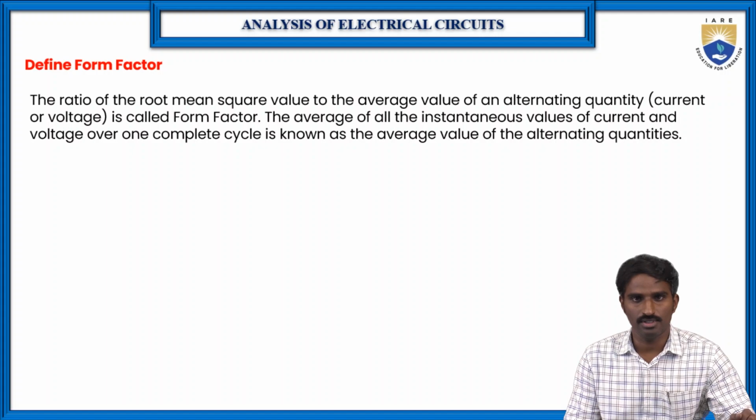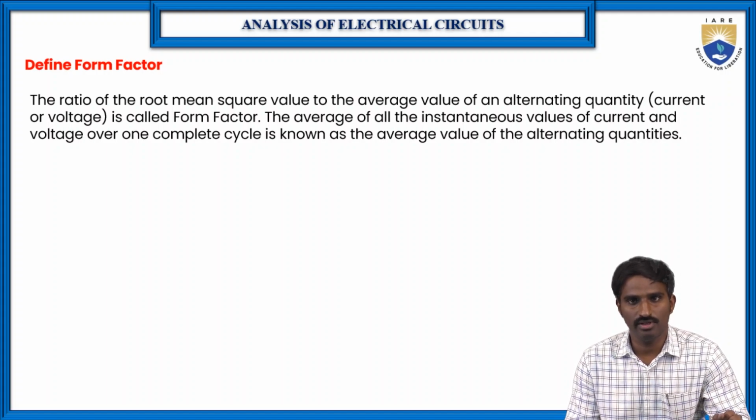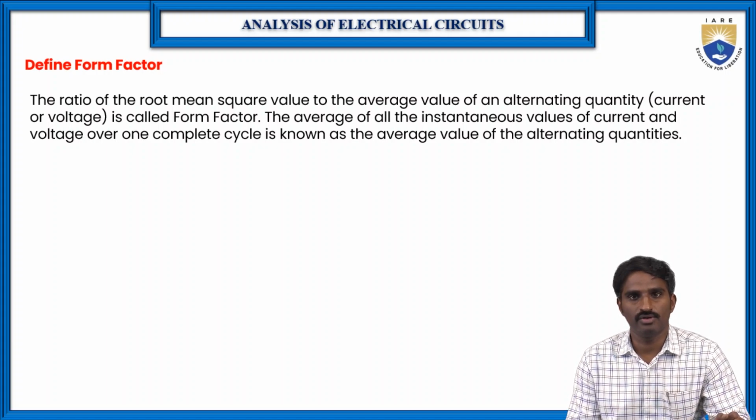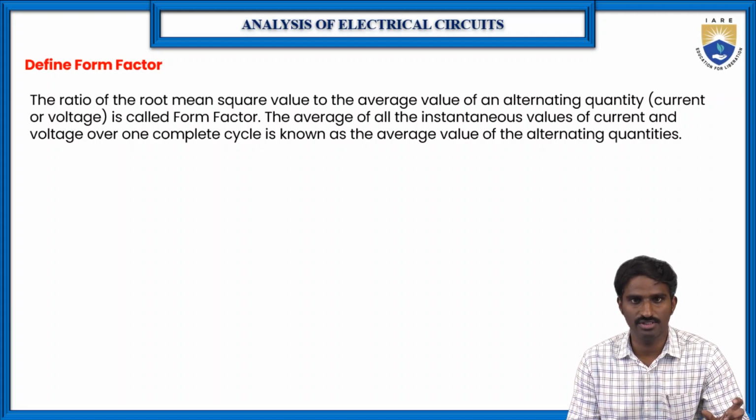In this class, these definitions and terminologies are mainly based on alternating quantities, because we have studied these alternating quantities in Module 1 itself. But anyway, there we did not discuss these, so here we are going to discuss some definitions and the terminologies which we use for AC quantities, that is, alternating quantities.